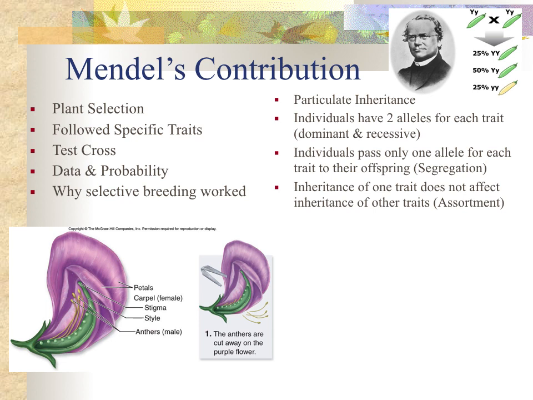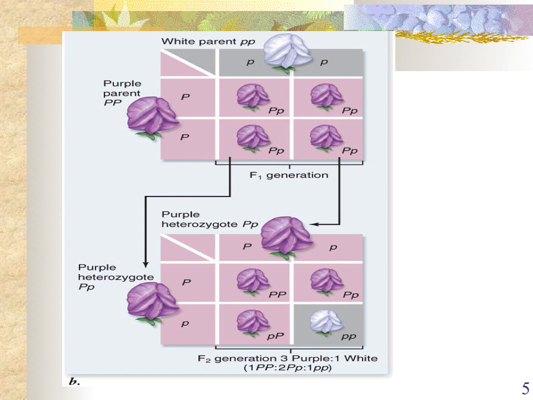Inheritance for one trait didn't affect the inheritance of other traits for the traits he chose, but this isn't necessarily always true, and so we're going to see that today. And so here's kind of the Punnett squares for Mendel. He looked at one trait, flower color, and identified purple as dominant and white as recessive. When he bred two true breeding parents in a test cross, all the individuals were purple. Okay. When he allowed those individuals to self-fertilize, you see that in the lower Punnett square, he got a phenotypic ratio of 3-to-1, and then he figured out that the genotypic ratio was 1-2-1, so that there were heterozygotes. And this worked for all 7 traits that he followed.